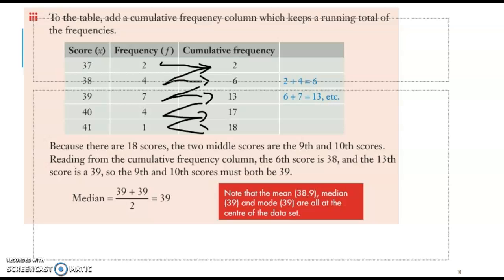Okay, what I'd like you to do now is have a go at exercise 806, questions 1, 3, 4 and 6, and I've also written that on Compass.